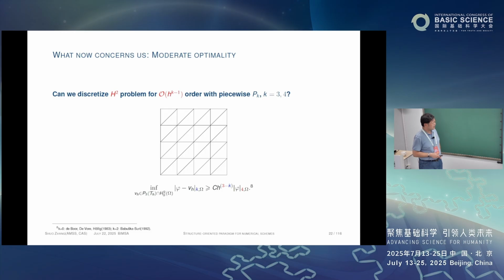So this is the counterexample by Dauge and Devore. It said if you use a conforming finite element space, you cannot expect this convergence rate. They said if you construct the piecewise cubic finite element on this grid, globally H2, then the convergence rate will lose one order. This is their discovery. So the point is, can we find the moderate optimality?